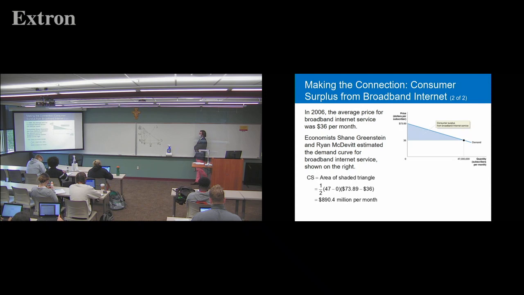So a pair of economists a few years ago tried to estimate the demand curve for internet service. Back in 2006, the average price for broadband internet service was $36 a month. The price here at $36. And we had 47 million subscribers per month. So that's the quantity demanded. So they estimated a demand curve and ended up finding that where zero consumers purchase internet was at $73.89 a month. So this whole triangle right here is the consumer surplus.